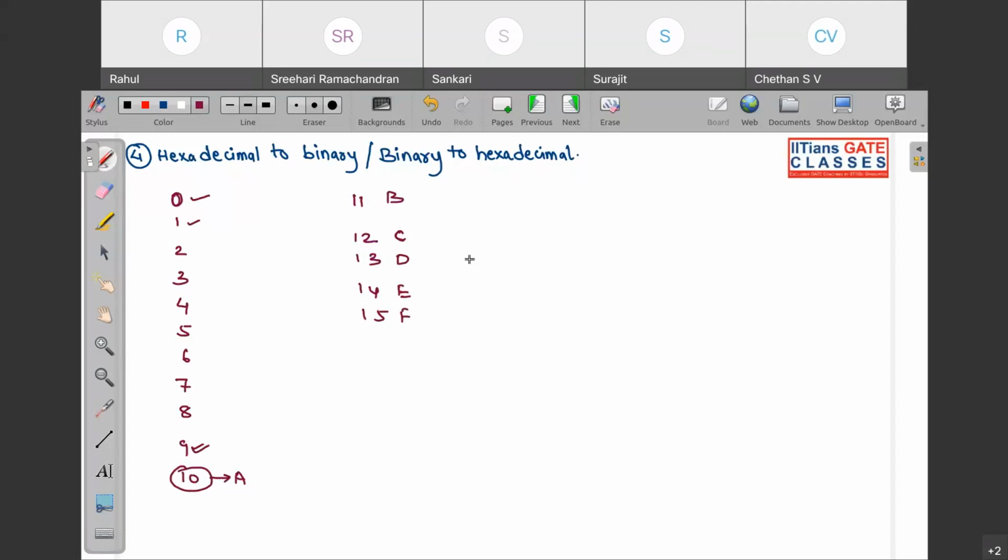Okay, so where are hexadecimal numbers prominently used? This can be asked of you people. Where is hexadecimal prominently used?